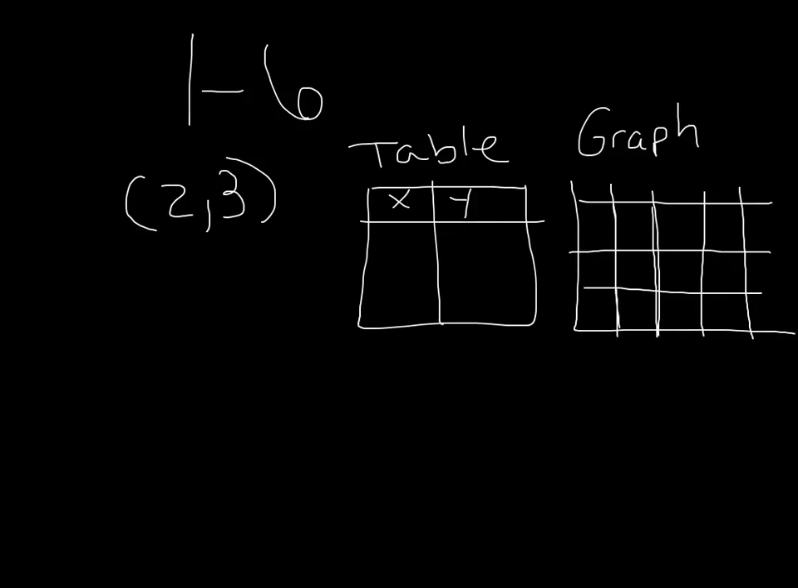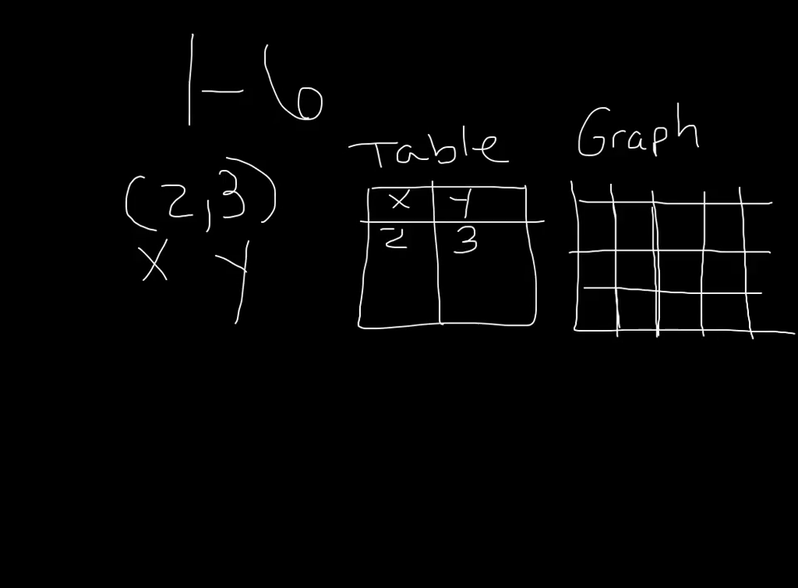When we look at an ordered pair, right here, we can see that an ordered pair is 2, 3. The first number is always my x, and the second number is always my y. So if you look here, this 2 is my x, and the 3 is my y. So if I wanted to transfer this ordered pair into the table, I would simply put my 2 in my x column and my 3 in my y column.